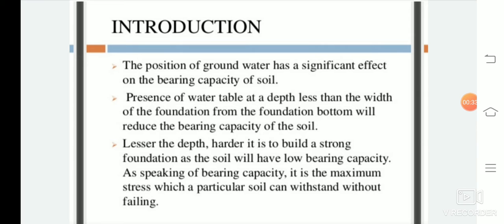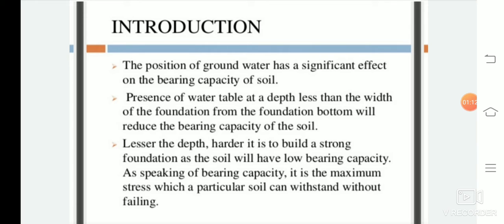So, as we know, water present in the pore space of the soil helps in keeping the soil saturated, and when the soil becomes submerged, the effective stress on the soil is reduced, which in turn reduces the bearing capacity. So hence we will start with the introduction of the position of the groundwater on the bearing capacity of the soil.